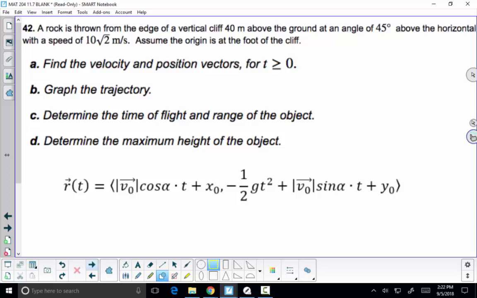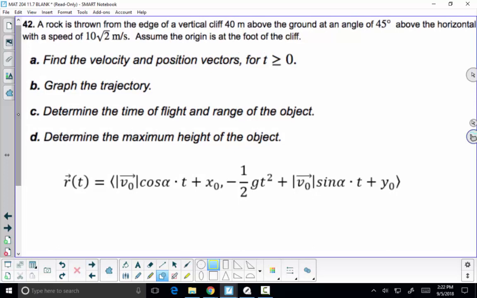All right, let's do one. I think I have 3 on here. We'll probably just do 2 of them because we need to get to the next section too. Start. A rock is thrown from the edge of a vertical cliff 40 meters above the ground at an angle of 45 degrees above the horizontal with a speed. Assume the origin is at the foot of the cliff, and so on.